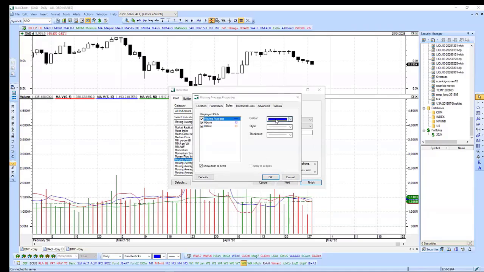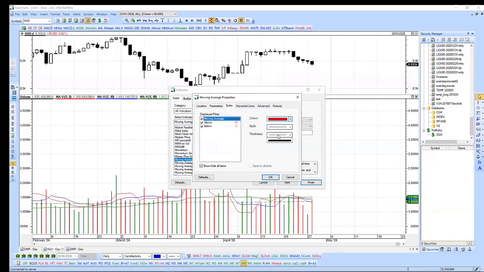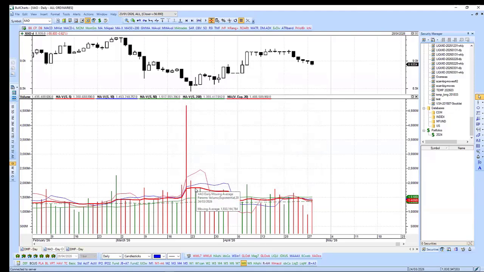Change the color. In this case, we'll change it to red so it stands out from the others and make it super thick. And we want to make sure that it goes onto the volume pane, not the price pane, and merge with scale. So there it is, 20 period moving average in thick red on volume. That's how you add that if you weren't sure.